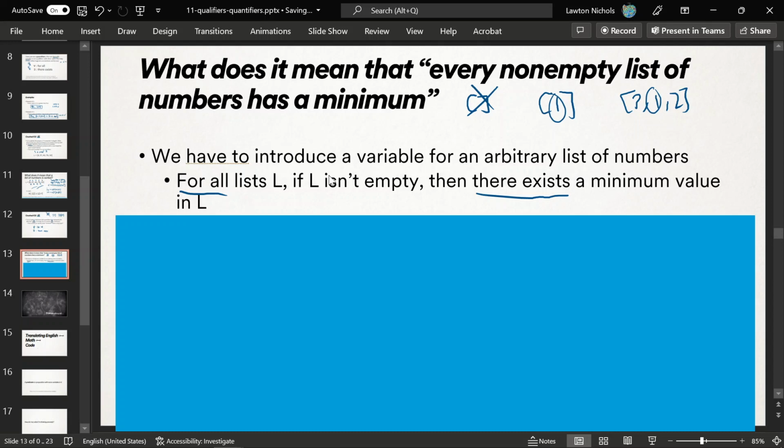So also this. Do you see this if? Do you see this then? In logic, what does that correspond to?